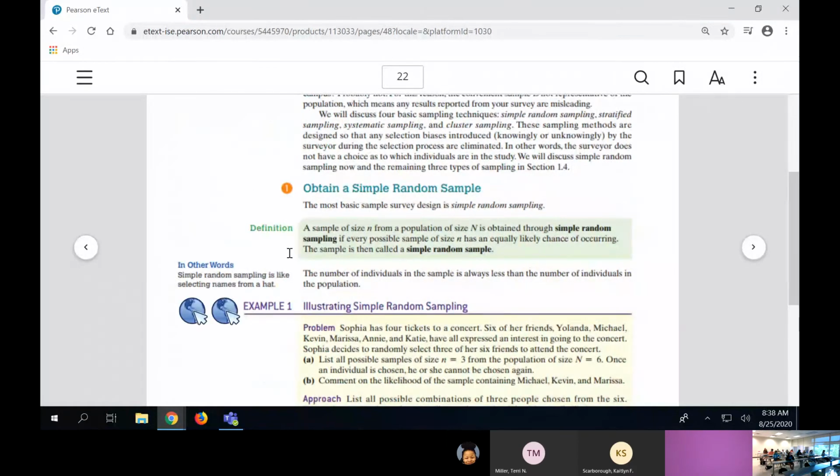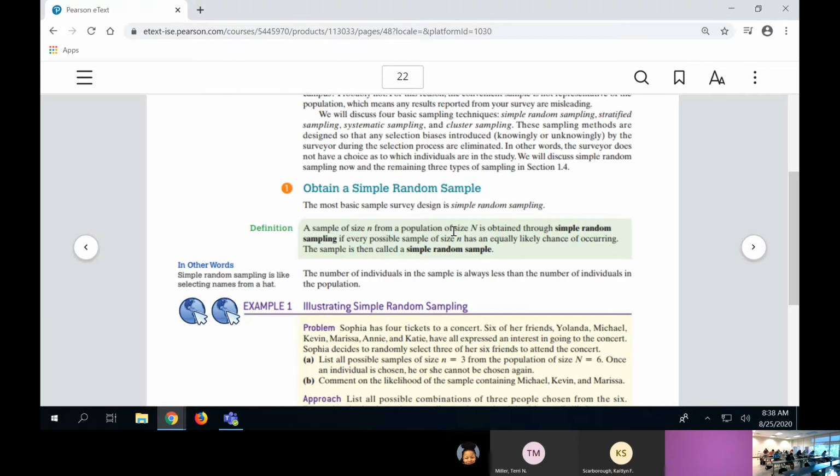Now, I'm not going to tell you this big, long definition of random and simple random. I'm just going to tell you what a random sample is. A random sample, dash, everyone has the same chance. Write that down. Everyone has the same chance.